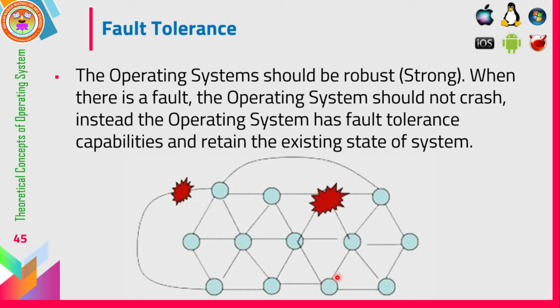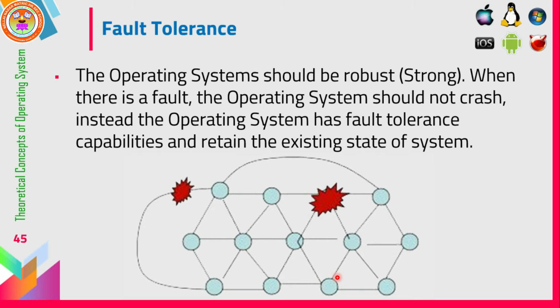The next key feature is fault tolerance. What is the meaning of fault tolerance? Fault means mistake or error. The operating system should be robust, meaning very strong. When there is any fault, the operating system should not crash automatically. Instead, it has fault tolerance capability and retains the existing state of the system.